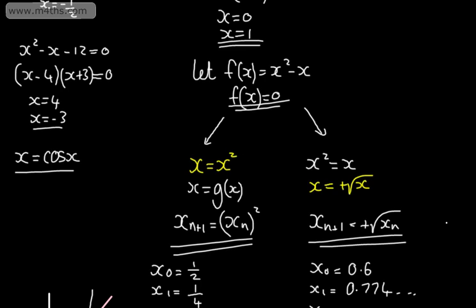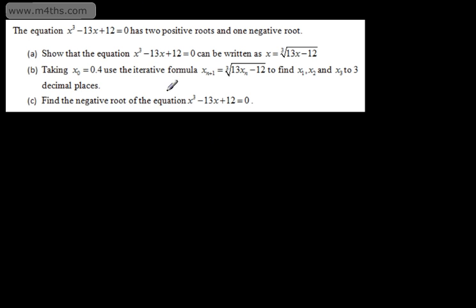Let's actually have a look at a question now and see what we've got. So it's the equation x cubed minus 13x plus 12 equals 0 has 2 positive roots and 1 negative root. In part A, we need to show that the equation x cubed minus 13x plus 12 equals 0 can be written now as x is equal to the cube root of 13x minus 12. Well, that's just x is equal to g of x. So all we need to do is rearrange the equation. Usually when you rearrange an equation, you make something the subject. What's slightly bizarre here is that we're making x equal to something in x, which is less intuitive.